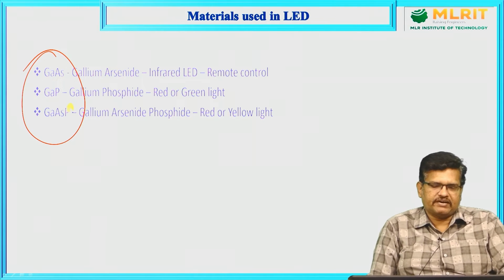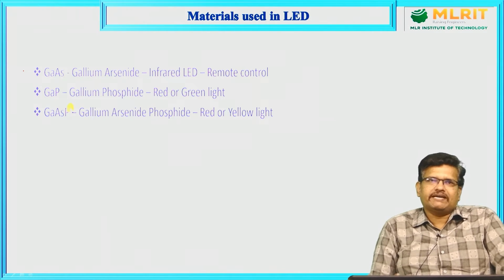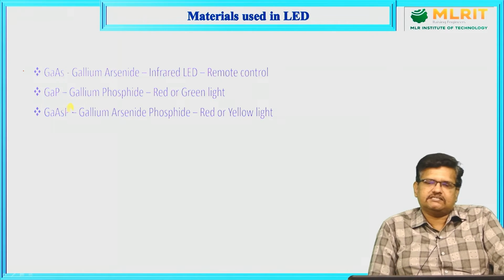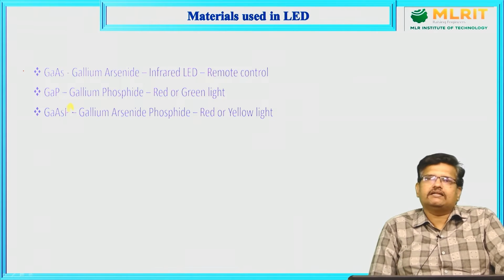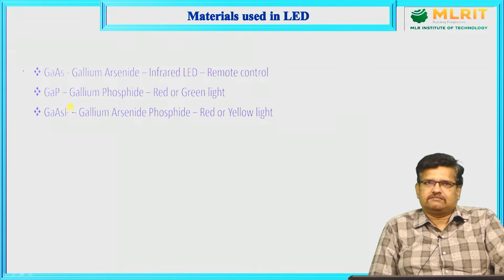Fine. Now let us take gallium arsenide. Gallium arsenide forms this material. Generally these LED sources are used in the remote control. We know that in the remote control, at the bottom we have the LED bulb. That LED is made up of gallium arsenide.